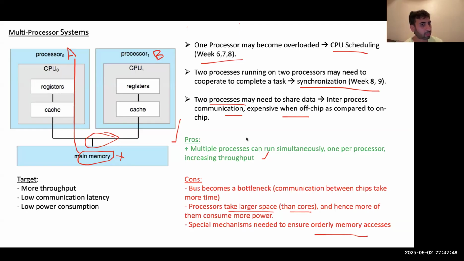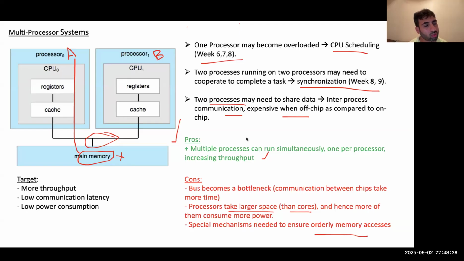So given that, let's say my target is that I still want to find a solution where I can achieve more throughput, which basically means that I can run more processes in a given amount of time, but without increasing the communication latency and without incurring more power consumption. One way to increase the throughput is to increase the number of processors from 2 to 4. Now I will be able to run more processes at a given time, right? But then it will also increase my power consumption. And if those processes are communicating with each other, it will increase my communication latency, right?